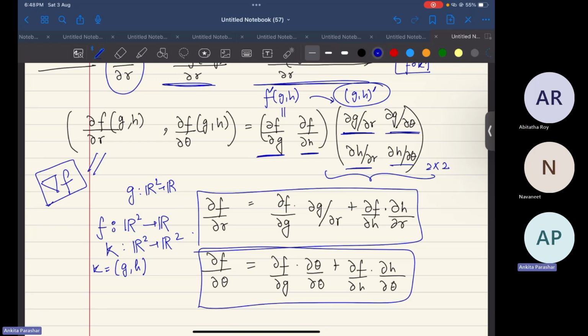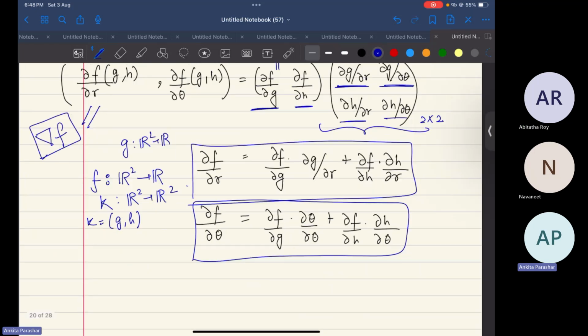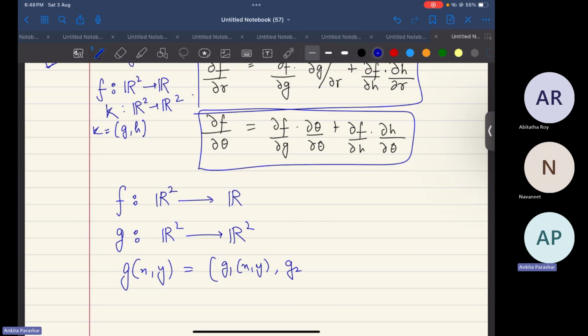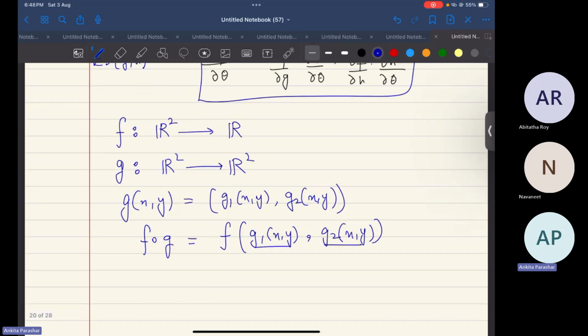Maybe I'm being a bit confusing. Let me write the function. Suppose f is a function from R2 to R, let's say, and g is a function from R2 to R2. Let's say g of (x, y) is (g1(x, y), g2(x, y)). Therefore, f composed with g is nothing but f of (g1(x, y), g2(x, y)). Right? This is a real number. This is a real number. It makes sense.